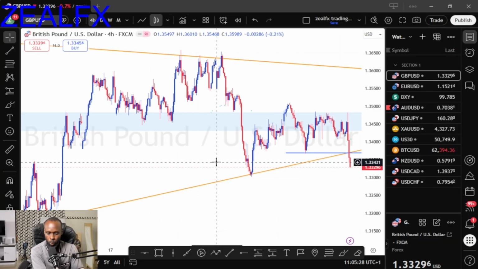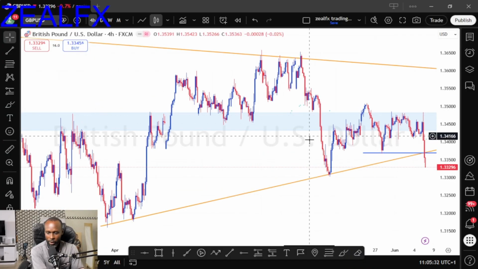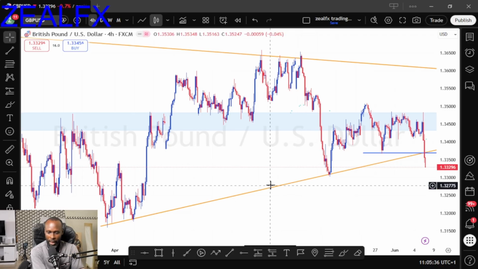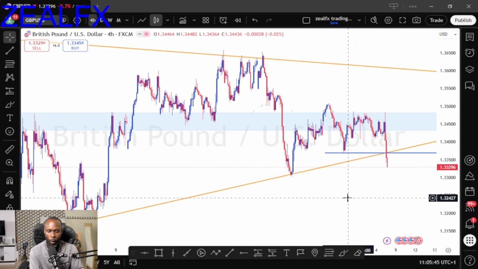So let's dive straight into the analysis. Let's start our analysis with the Pound USD. Let's look at the structure of the Pound USD. The structure of the Pound USD now is clear for a bearish trend on the 4-hour time frame. So long as we have this clear, strong bearish trend, we can start looking for our possible area of interest where we are to sell the Pound USD to the downside.